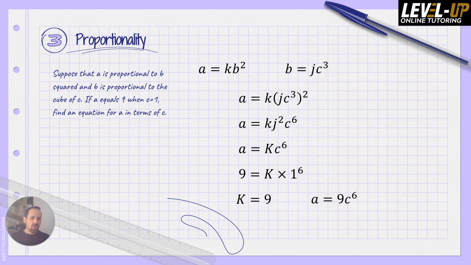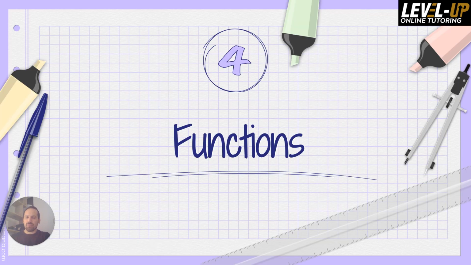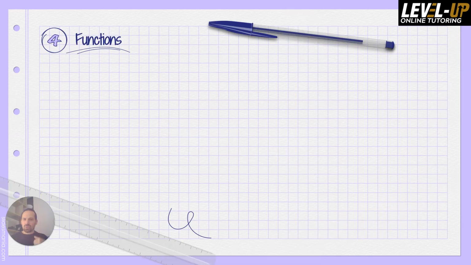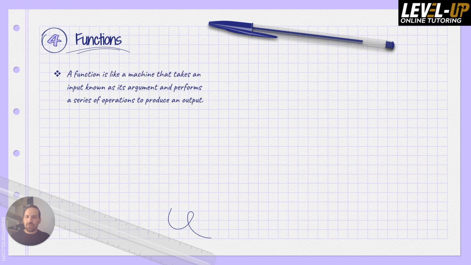So let's move on to our final thing. One quick final thing: functions. So what is a function? How do we use them? We don't do too much on functions at foundation maths. We just need to know what they are and how to use them. A good way to think of a function is like a machine: it takes an input and then it spits out an output, and that input is sometimes referred to as an argument.